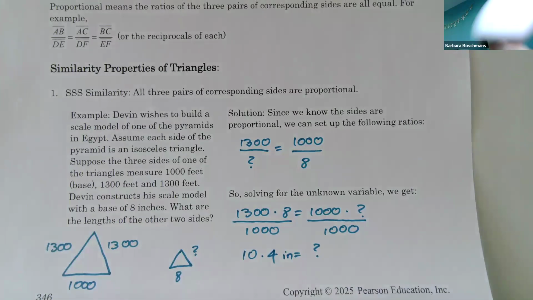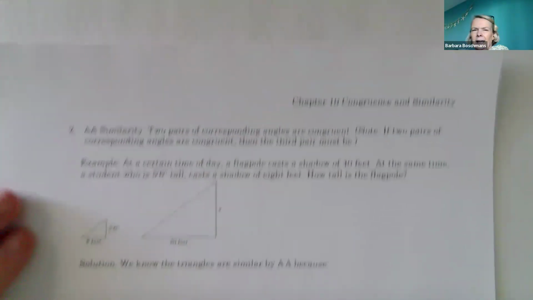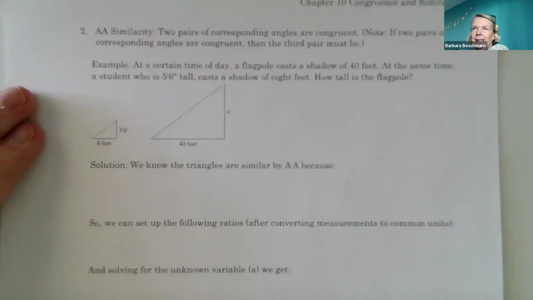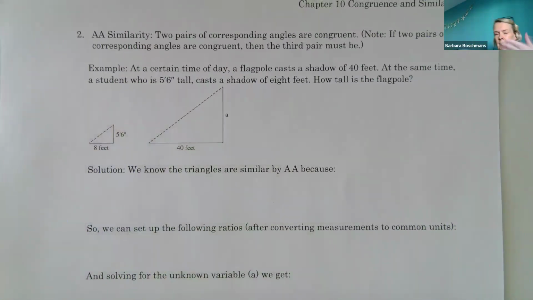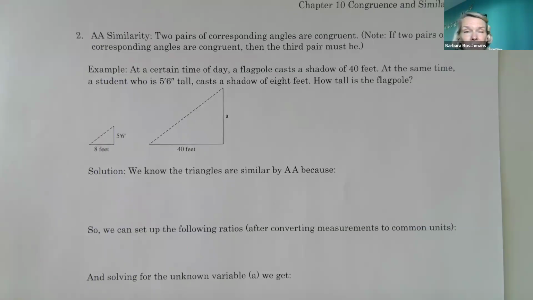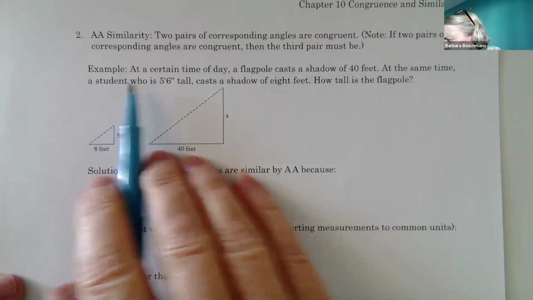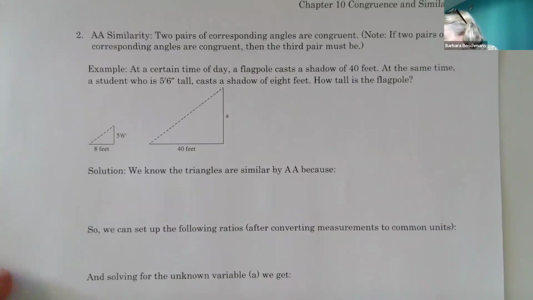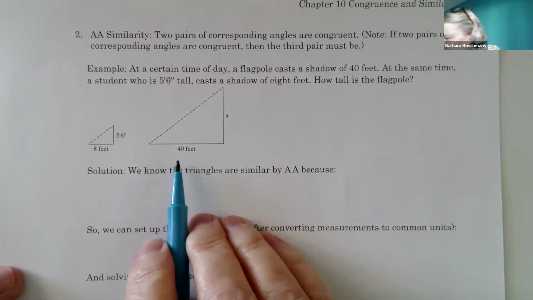Okay, like I said, 3 properties. So let's go ahead and look at the second one. Angle, angle. We don't say angle, angle, angle, because the third angle we know has to be the same because they have to add up to 180. This was not a congruence property, but it is a similarity property. Shadows are pretty popular examples for this. So let's read our example. At a certain time of day, a flag will cast a shadow of 40 feet right here.